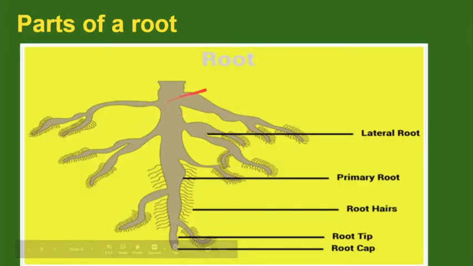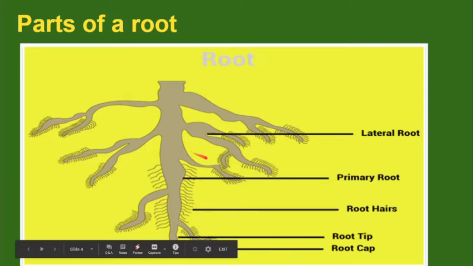So what are the parts of a root? Roots will have a main root, and it's called the primary root. You can see a large number of roots originating from the main root. These are the lateral roots. There are a lot of lateral roots you can see in the picture. And also there will be root hairs, and a root tip and a root cap are present in the root.